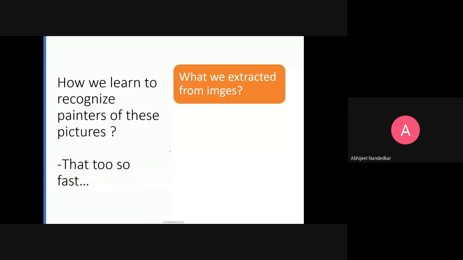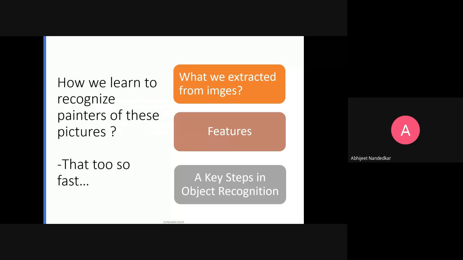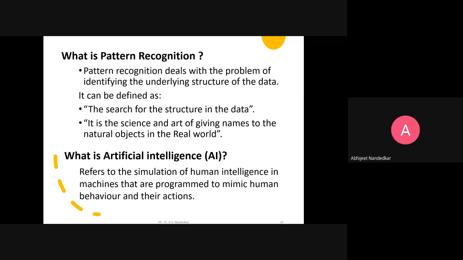You must have done this with Google searches. You can throw an image at Google search, and it will extract some features of it and try to retrieve information about it. It's very simple. But how is it actually done? We will try to do it with the help of machine learning. The basic thing is you extract features. A key and very important step in object recognition is feature extraction, and then classification, clustering, and so on come into the picture.